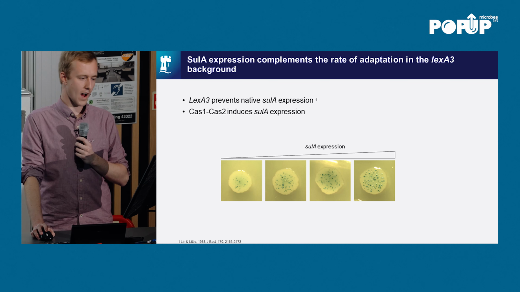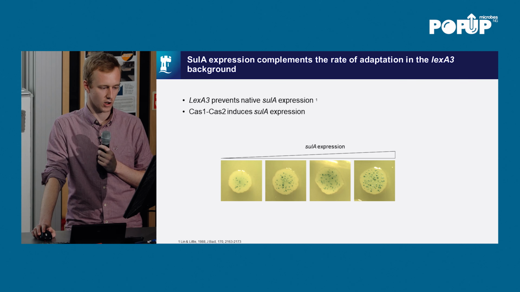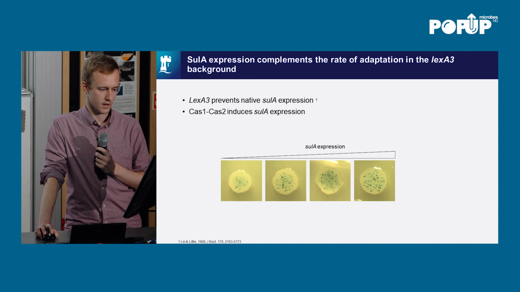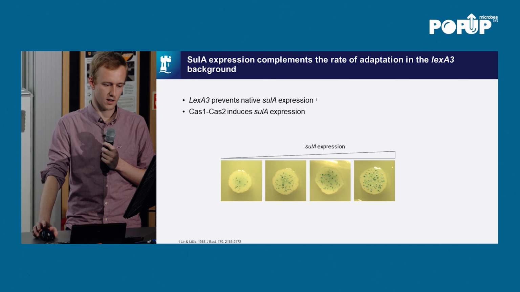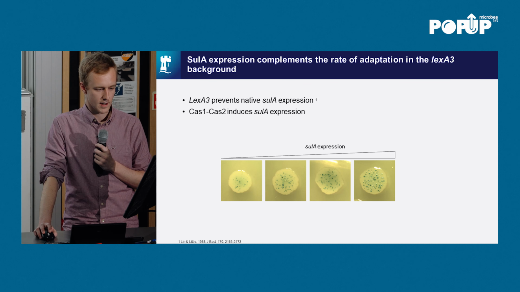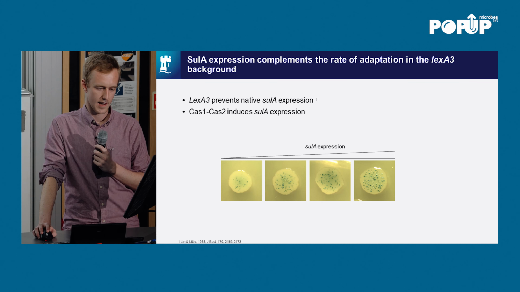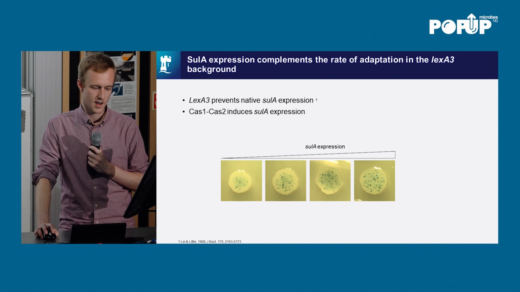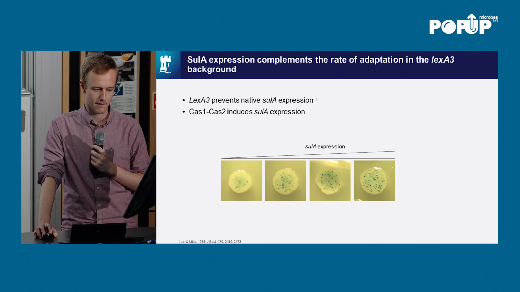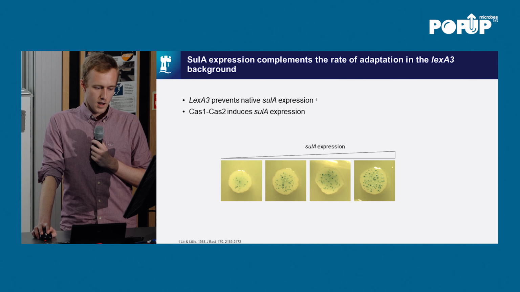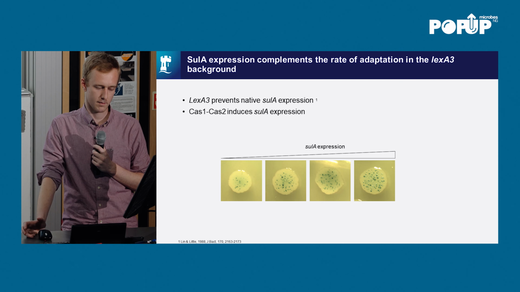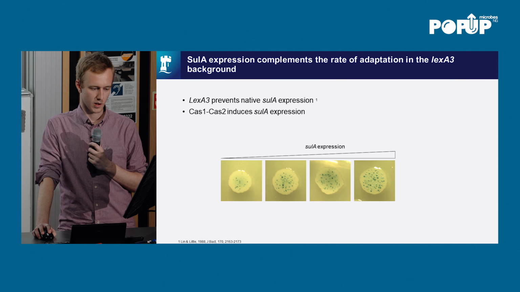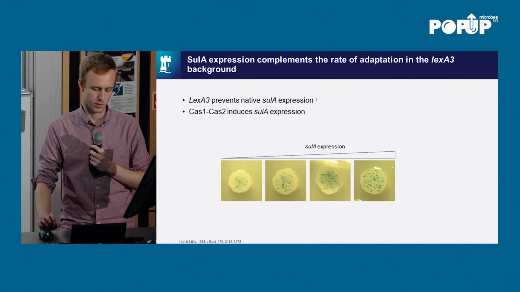So I then wanted to see what happens when I overexpress SulA in the LexA3 background. So, as I mentioned earlier, LexA3 does not induce the SOS response, it's uncleavable, so there's no native SulA expression. So I used the inducible expression vector to overexpress SulA, and you can see that the rate of CRISPR adaptation increases along with the level of SulA expression. So SulA in the LexA3 background complements the defect in CRISPR adaptation. So this shows that SulA is the key protein in the SOS response to help support CRISPR adaptation.